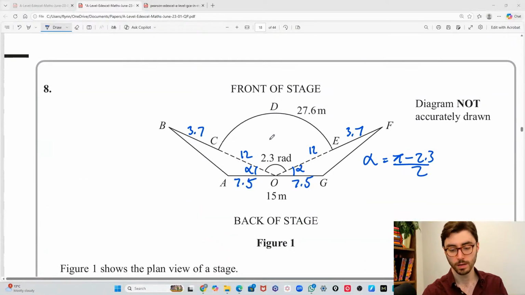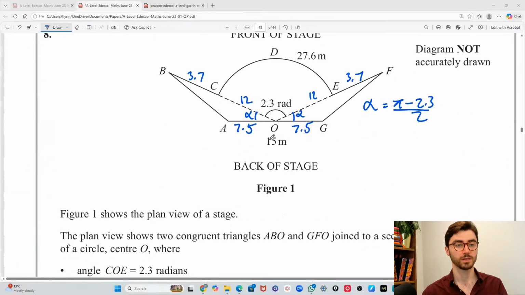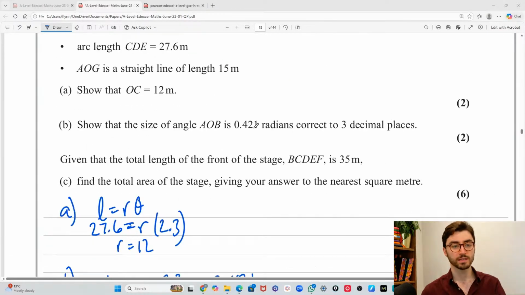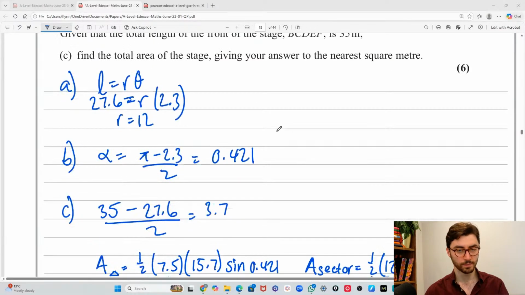Okay. Got 18 minutes left. Let's check 8. Show that OC is 12. I did that. Show that that is that. I did that. Find the area.